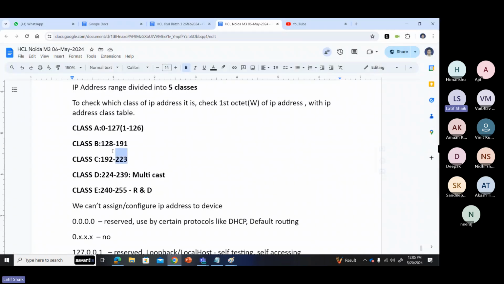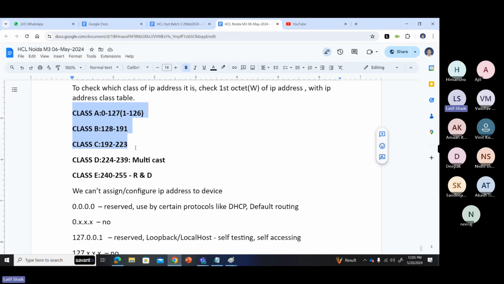Okay. And Class A, Class B, Class C are unicast addresses. We should use unicast addresses. For example, if I want to assign an IP address to my laptop, I should use a unicast address, because it is one-to-one communication, one device to another device. That is a unicast address.